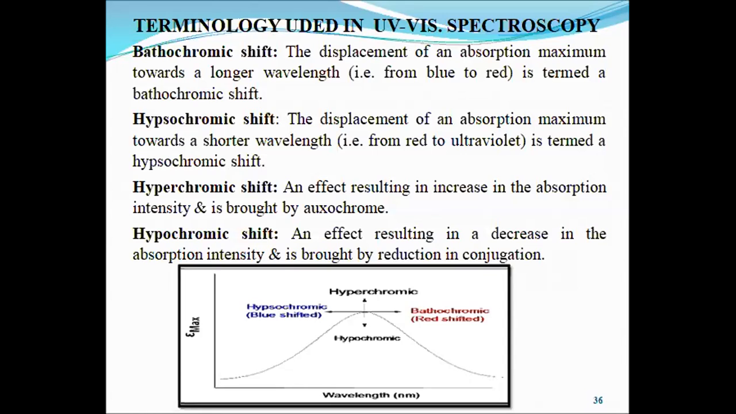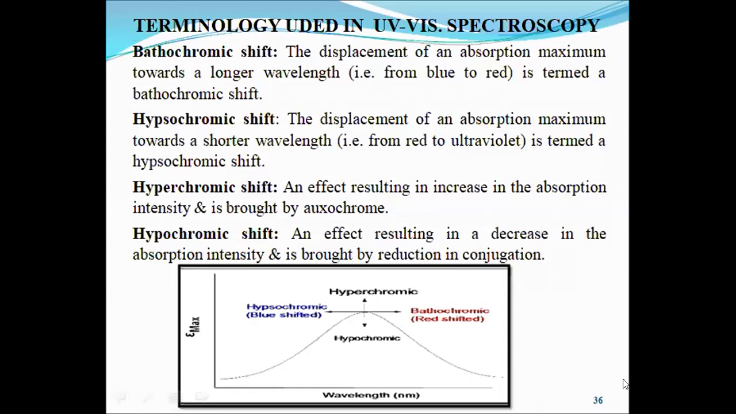Last shift is hypochromic shift. Because of this hypochromic shift or hypochromic effect, it results in a decrease in the absorption intensity. It is just the reverse of hyperchromic shift, and this is brought by the reduction in conjugation. For example, aniline has lambda max value of 280 nanometer, whereas we have seen that anilinium lambda max value is at 254 nanometer. We have seen the same example in hypsochromic shift. So why is this happening? Why is aniline having the lambda max value larger as compared to anilinium ion? Because of the reduction in conjugation.